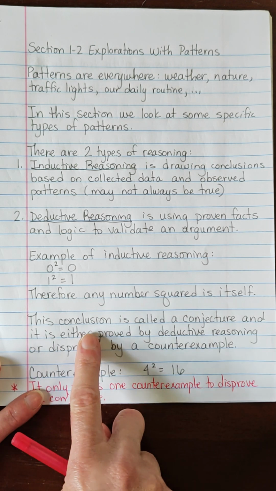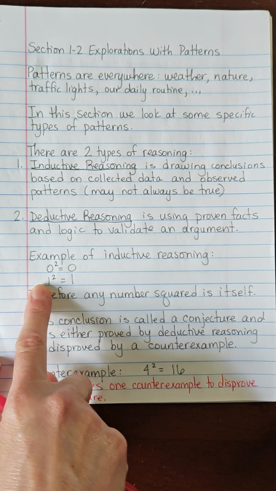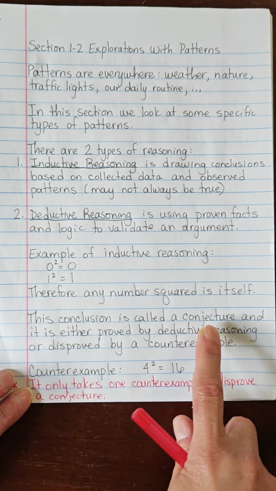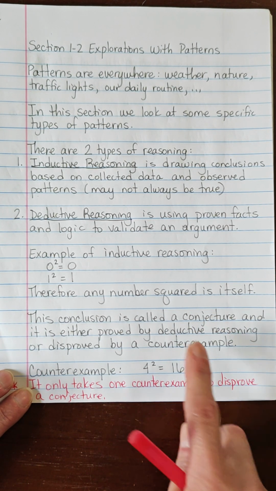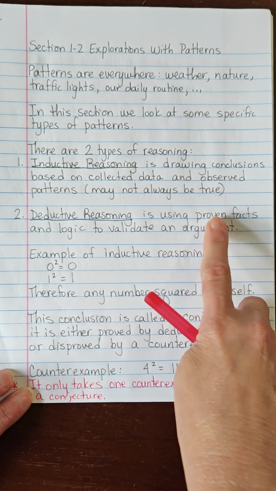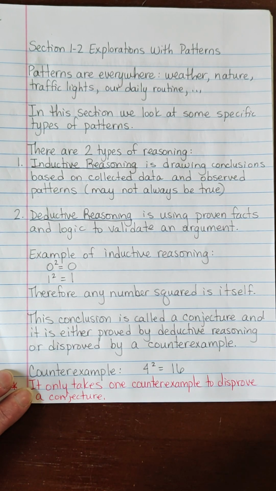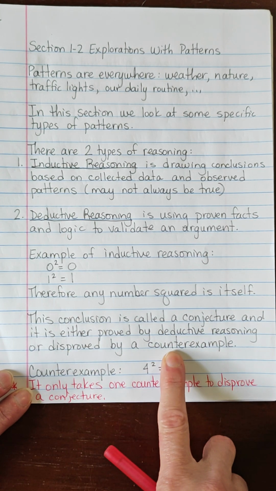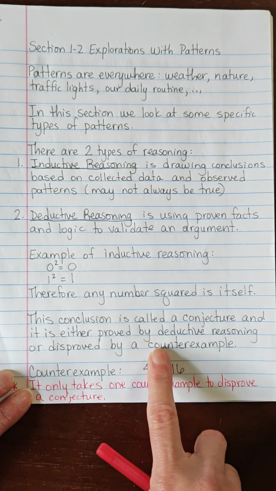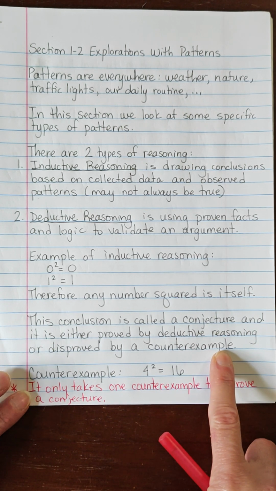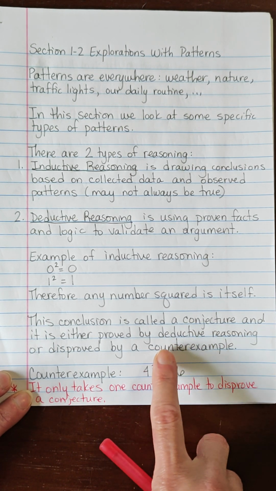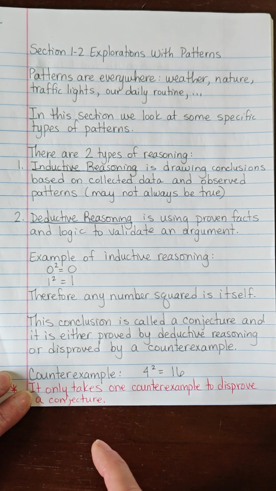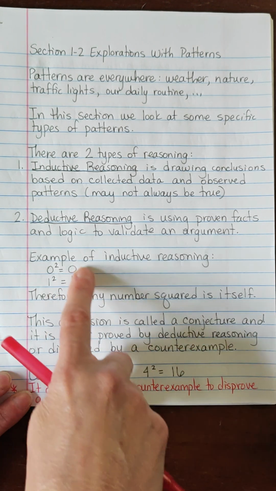So first of all, this conclusion that you make using inductive reasoning is called a conjecture. Now, this conjecture, you can either prove it to be true by using deductive reasoning, that's using some kind of proven facts and logic to validate this argument, or you can disprove it by one single counterexample. Now, a counterexample is just a big word for an example that runs counter to what you're doing, right? So it's counter to what you're doing.